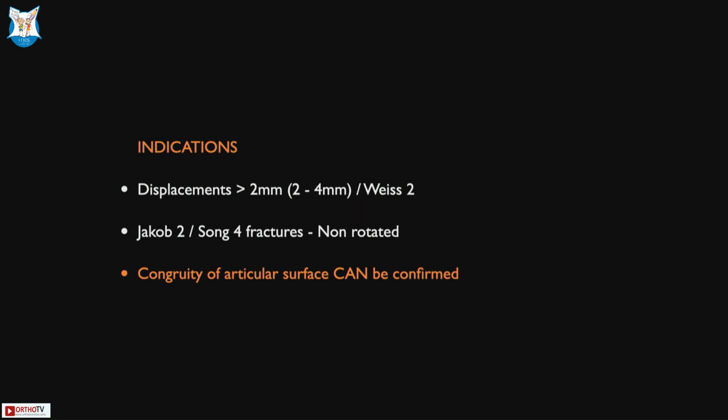So in displacements which are more than 2 millimeter, where you want to fix it, where you're sure that the articular cartilage is intact. Some people use the 2 to 4 millimeter cutoff, but you need to confirm that displacement is just an indicator. You need to make sure that the articular cartilage is intact with an arthrogram if you're doing closed reduction and pinning.